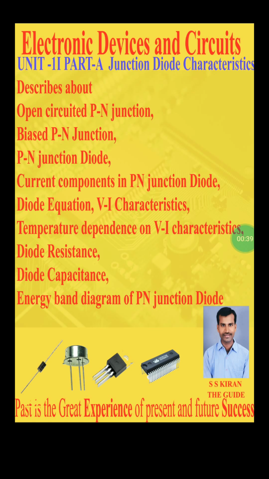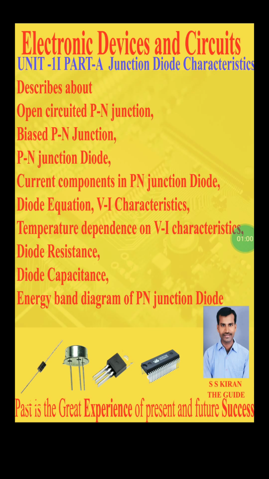Before going to the current components in a PN junction diode, what are the majority charge carriers in P type and N type? The majority charge carriers in P type are holes. The majority charge carriers in N type are electrons. Based on these charge carriers, there are two currents: one is the electron current and the second one is the hole current. This is some introduction to the current components.